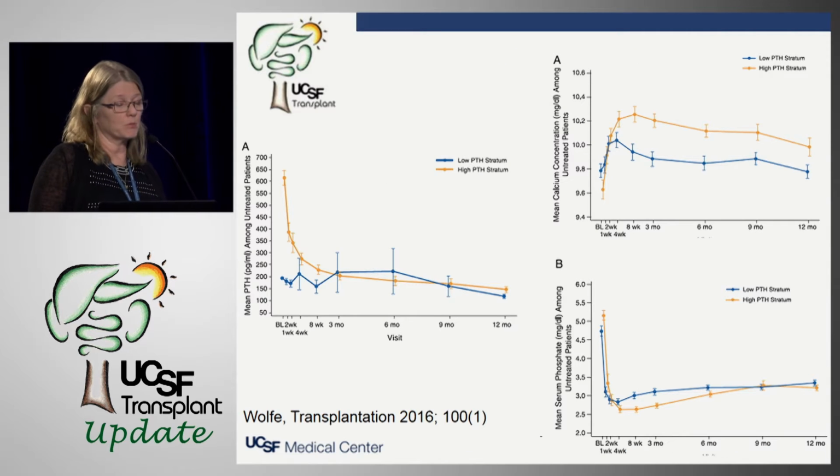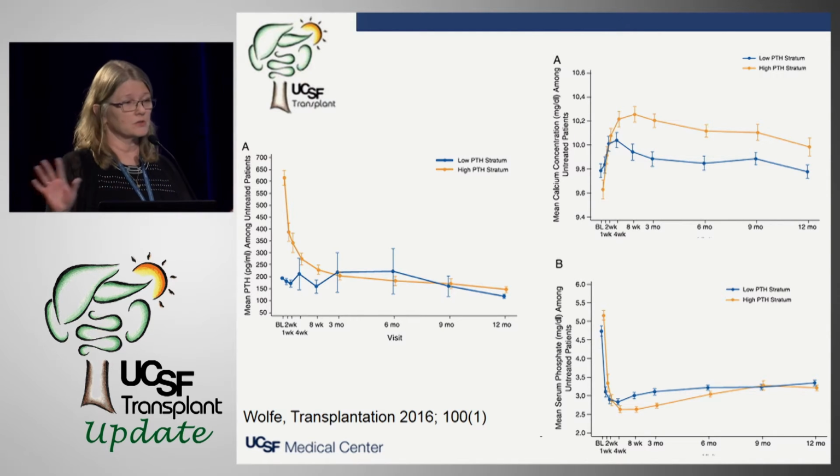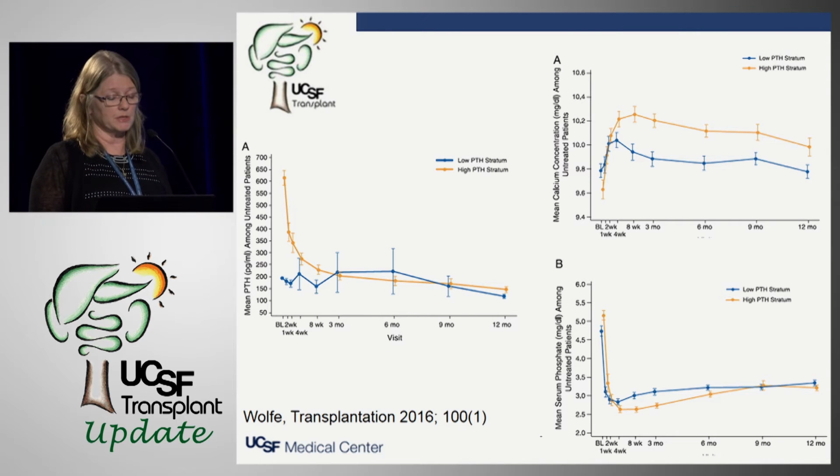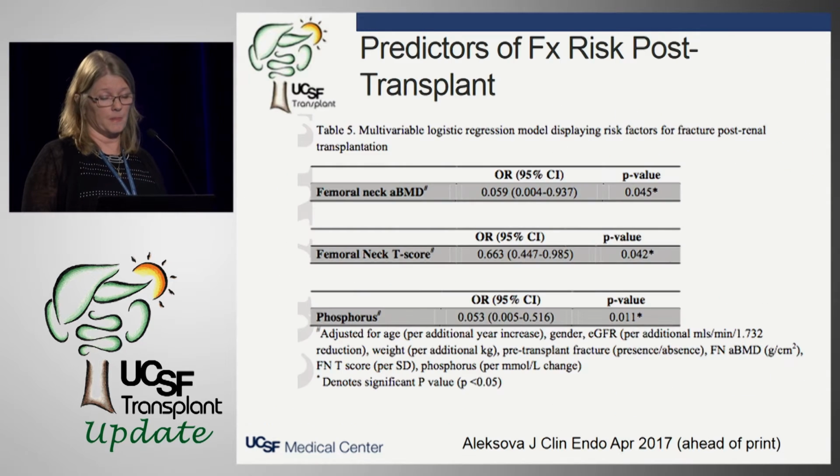Then there was a study by Wolf and colleagues that looked at 21 centers, I think about 400 patients, and it has very similar characteristics. This was all centers, do whatever you want, but these are the parameters of their calcium, their phosphorus, and their PTH over time. So you can see that the PTH sort of normalizes.